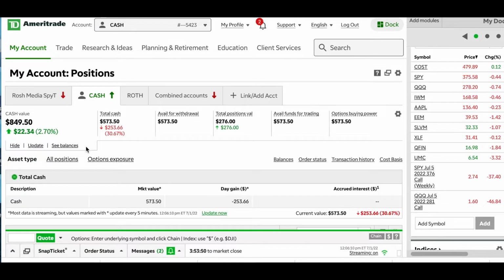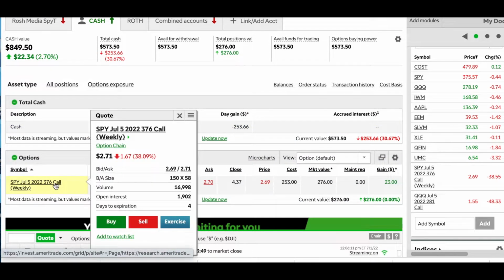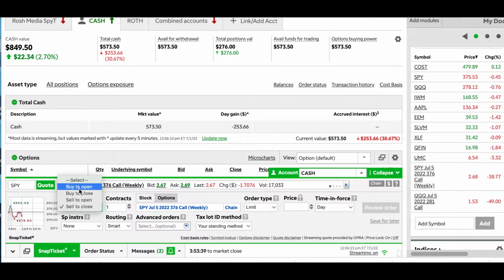Let's go back to positions. I like to click on this because this will give me the exact number of options that I had versus over here. And here I want to sell. I want to sell to close. Sometimes it'll put you in a different spot, especially if you click from over here. Sell to close one contract with a stop limit of 2.56 and a price of 2.53, which is my break even.